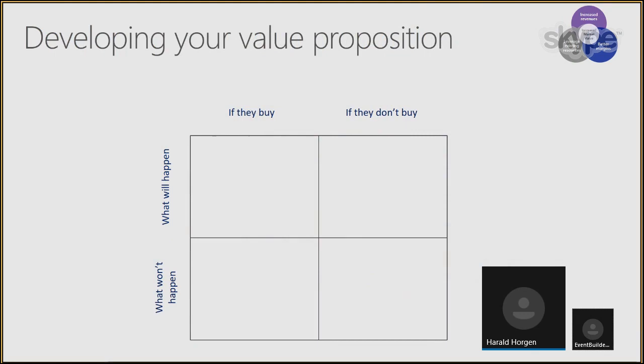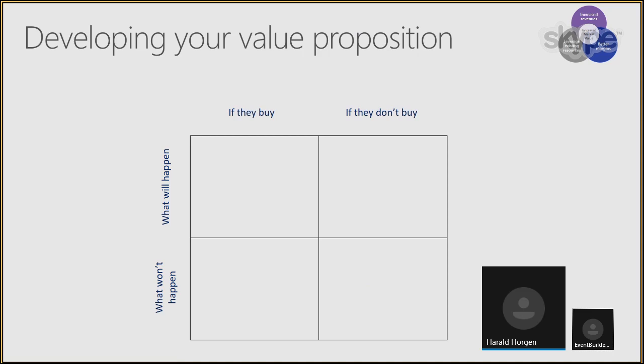If you look at this matrix, for every functionality, every feature, so take the top 3 or 4 features that you have in your product. And for each of those features, look at the customer and ask, if they buy your product, what will happen to their organization? And what doesn't happen? So what are the good things that happen? And then what doesn't happen? What are the bad things that go away if they buy your product?